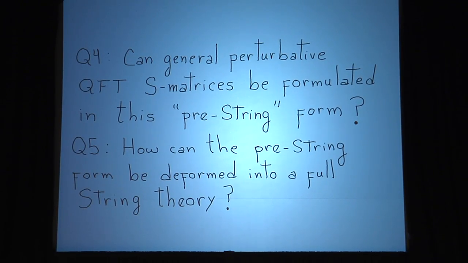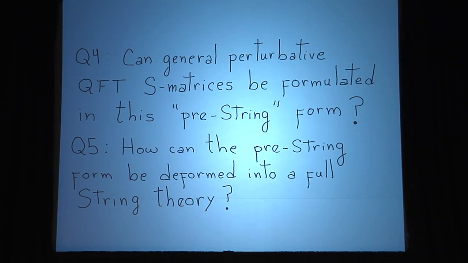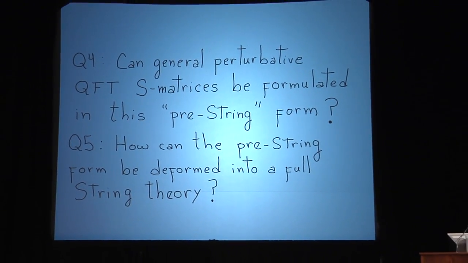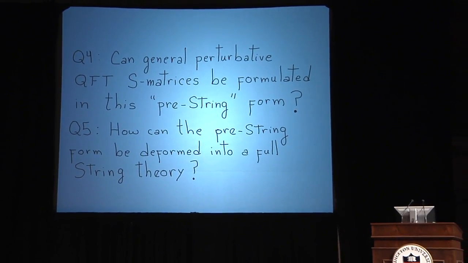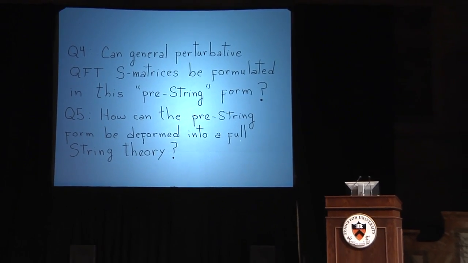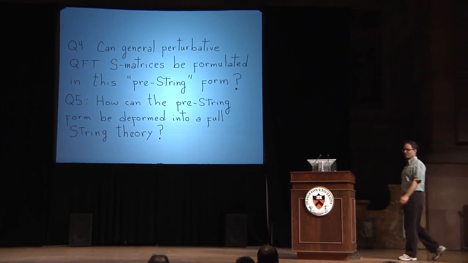And bigger questions, bigger font. Can general perturbative quantum field theory S matrices be formulated in this pre-stringy form? This looks like a string theory. And how can the pre-string form be deformed into a full string theory? Okay, thank you.